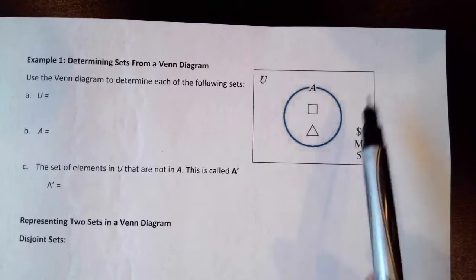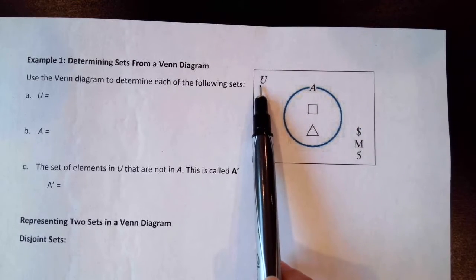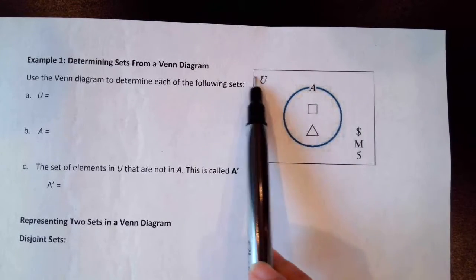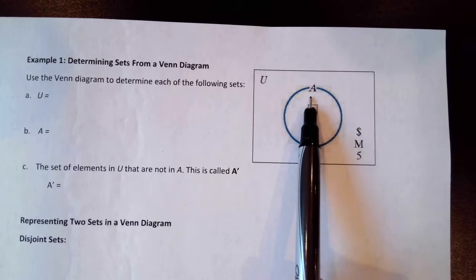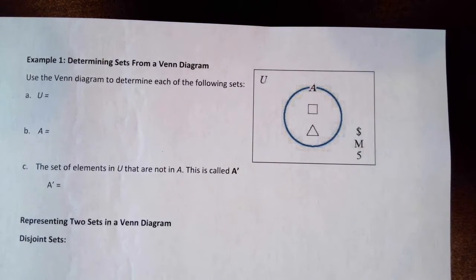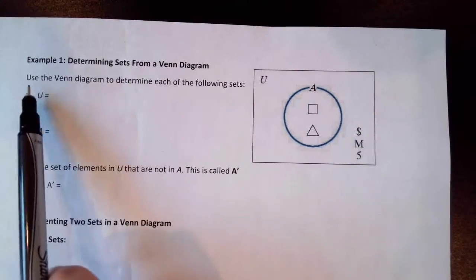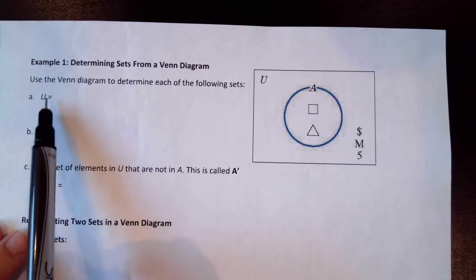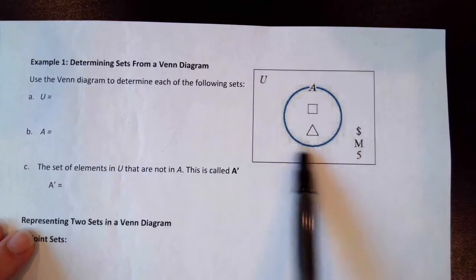Okay, so here we have an example. Here's my Venn diagram. So we've got a rectangle. Here's U up here just to let you know that we're talking about this universal set. And then this circle is going to be named A. Instead of being named something like whales or fish, you can also just give each circle a letter name. So I need to use this Venn diagram to determine who's in the set U, who's in the universal set according to this Venn diagram.